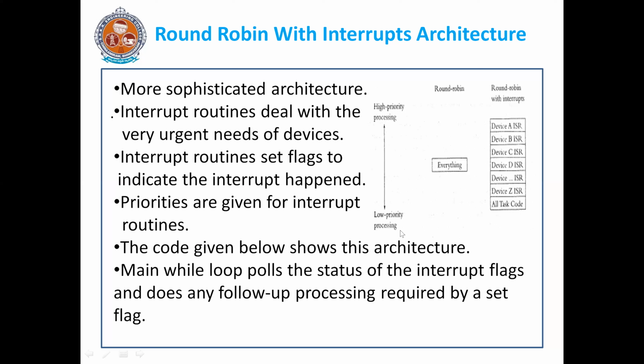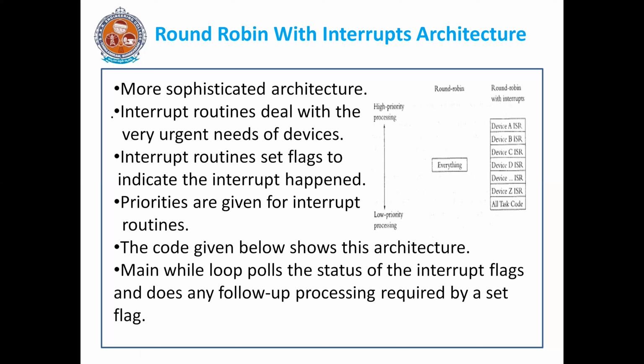In this diagram, the task code has been given low priority. Generally, all the ISRs, that is, the interrupt routines, are given higher priority than your task code. This is the main difference between the round robin and round robin with interrupts architectures. First, we will see how the main code is given in round robin with interrupts. Here the main while loop polls the status of the interrupt flags and does any follow-up processing required by a set flag.